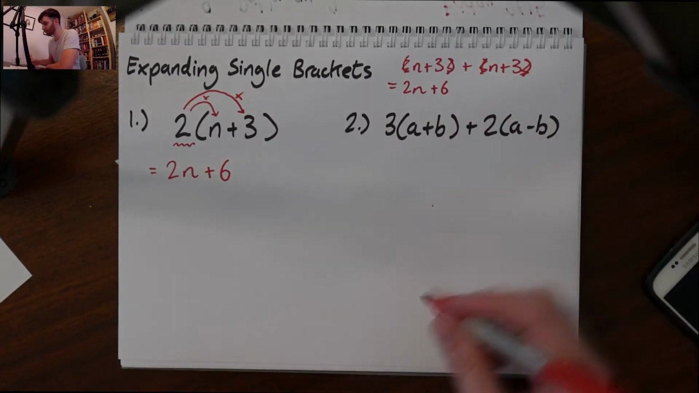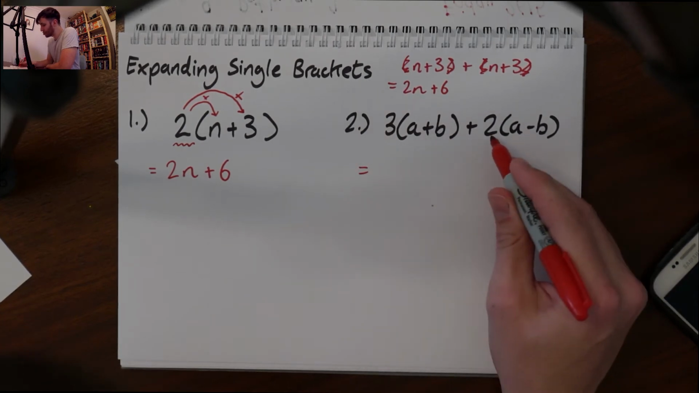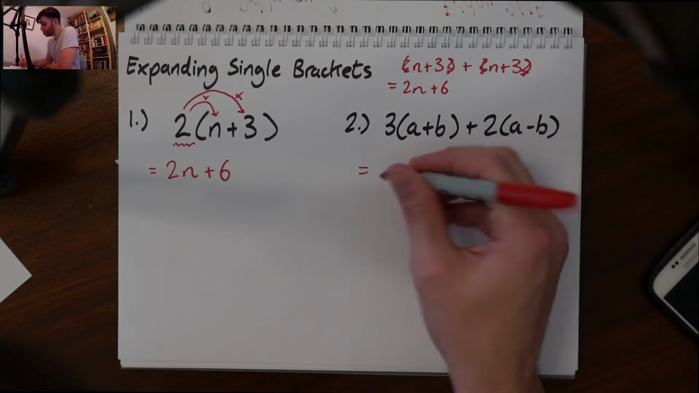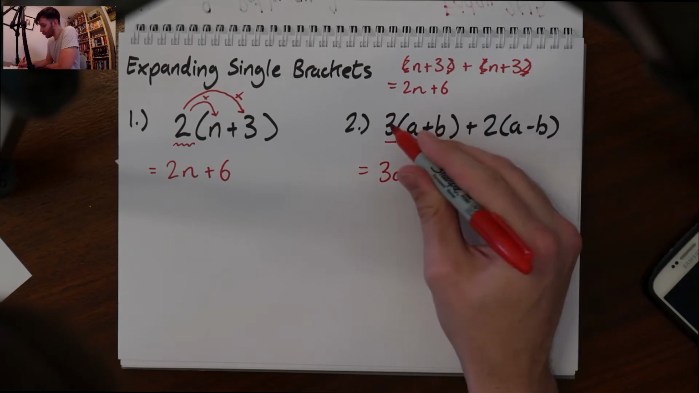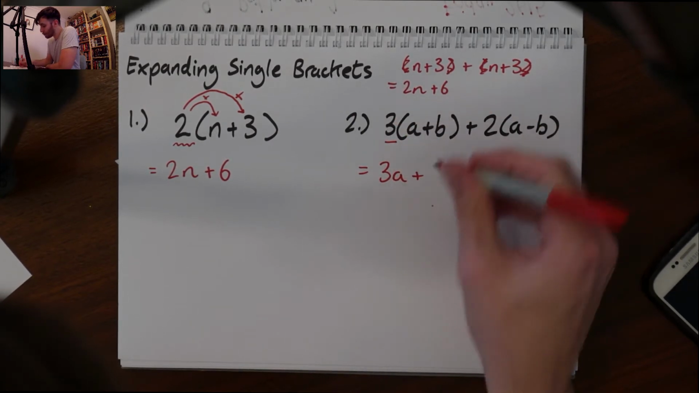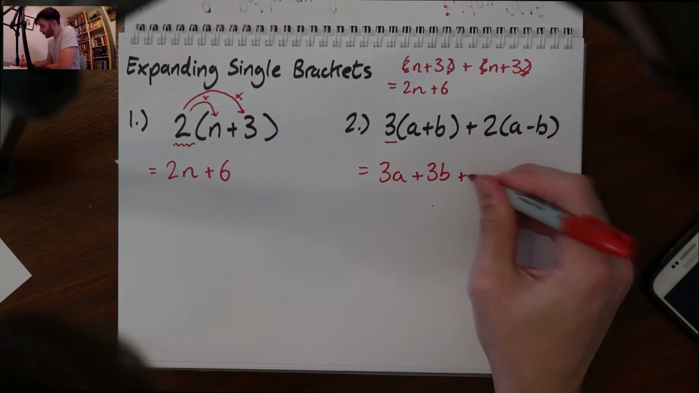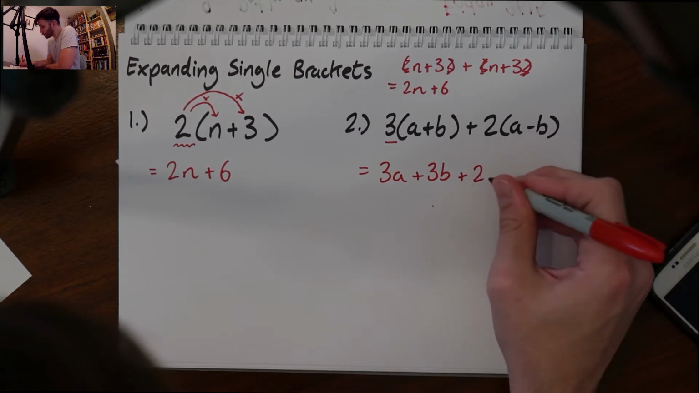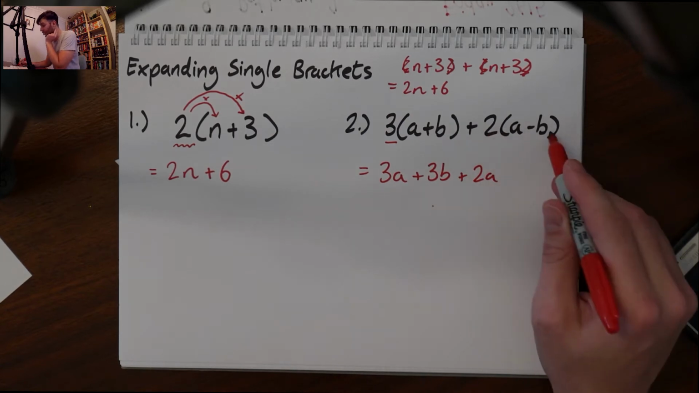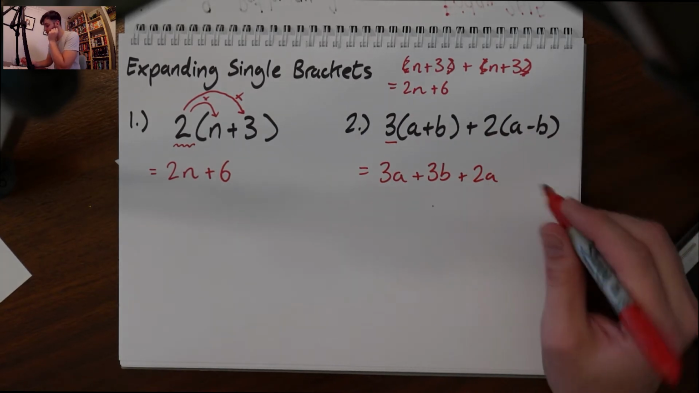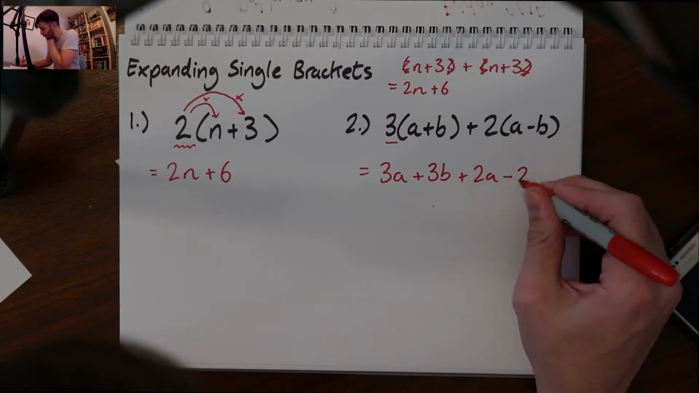We take whatever we've got on the outside of the bracket and multiply it by everything that's on the inside of the bracket, essentially. So say for example number 2, we've got 3 lots of a plus b plus 2 lots of a take away b. So we'll use our distributive law again. 3 times a is 3a, 3 times b is 3b. So we've got 3a plus 3b. Then move on to the next bracket, 2 lots of a, so 2a, and then 2 lots of negative b. So we've got a positive at the front in 2 and a negative in the bracket in negative b. Positive times negative is always a negative, so 2 times negative b is negative 2b.